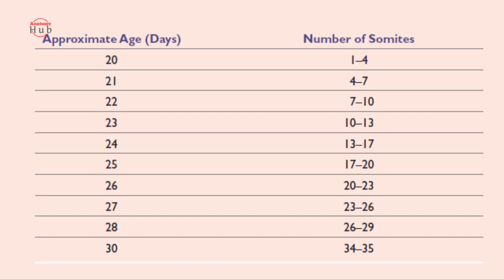Approximately 40 to 44 pairs of somites develop in the human embryo. Several caudal somites disappear, finally leaving 37 to 38 pairs. These are occipital region 4 somites, cervical region 8 somites, thoracic region 12 somites, lumbar region 5, sacral region 5, coccygeal region 3 or 4.